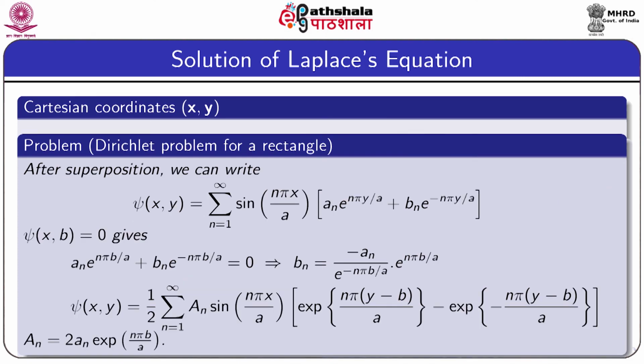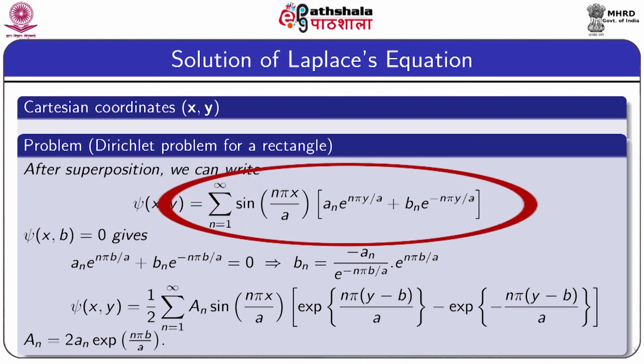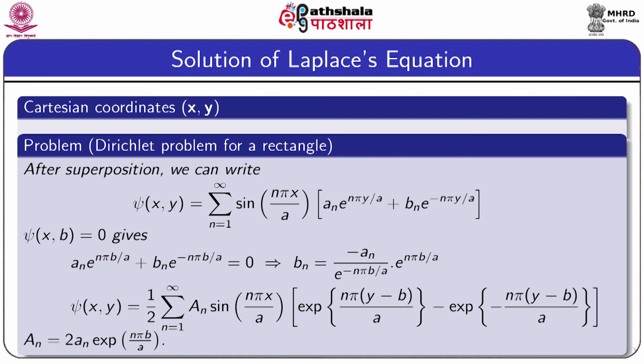Since the Laplace equation is a linear equation, linear combinations of all these solutions are also solutions of the Laplace equation, and this is called the superposition principle. Using the superposition principle, we can write the solution as psi equals the sum over n from 1 to infinity of sin(n pi x by a) times (A_n e to the power n pi y by a plus B_n e to the power minus n pi y by a).